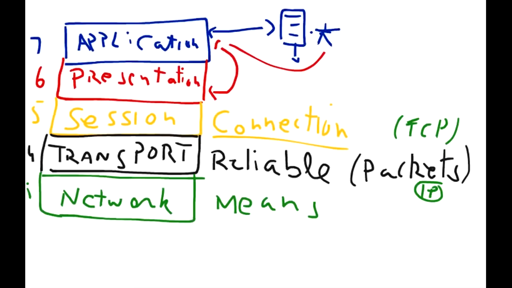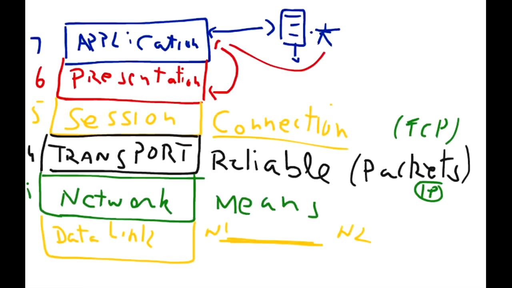And under the network layer, we have got the data link layer. As the name suggests, the main purpose of the data link layer is to provide a reliable link between two nodes in the network. And at the bottom, we have got the physical layer, which deals in bits. It deals with the electrical and physical specifications of the data connection.